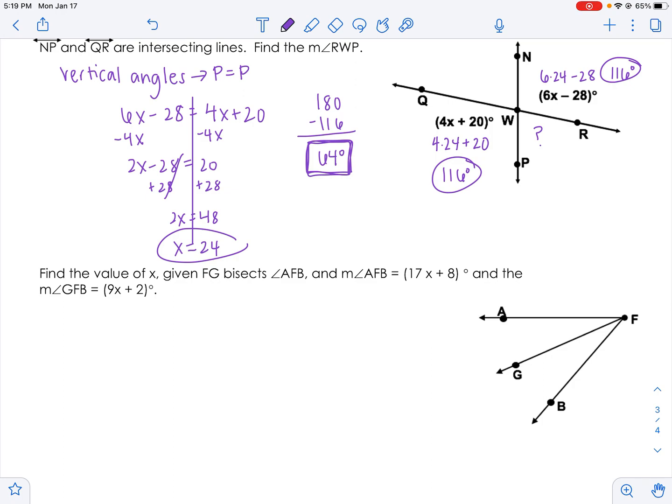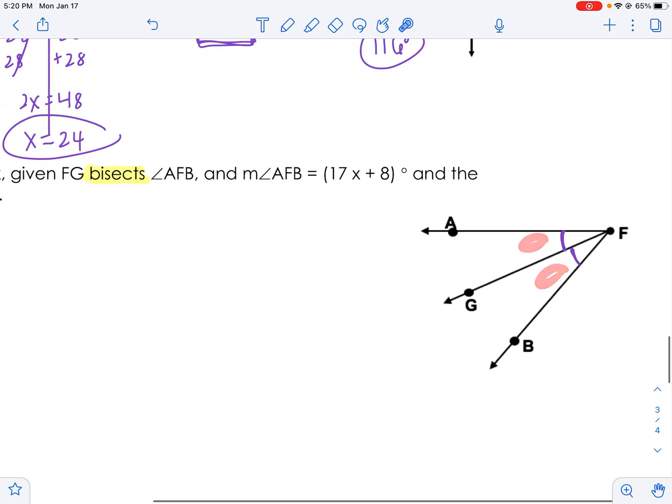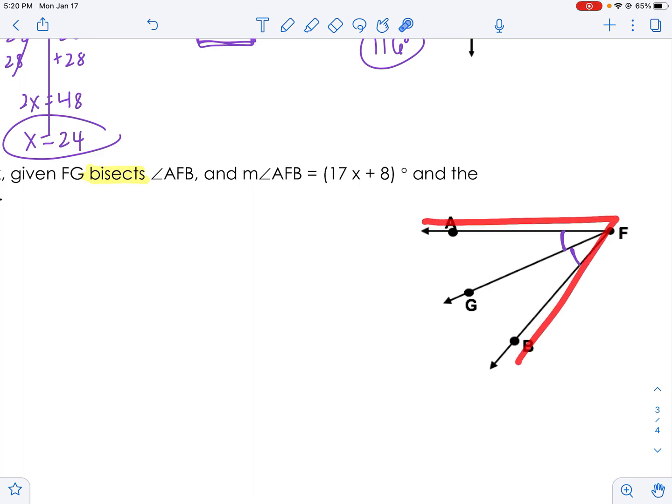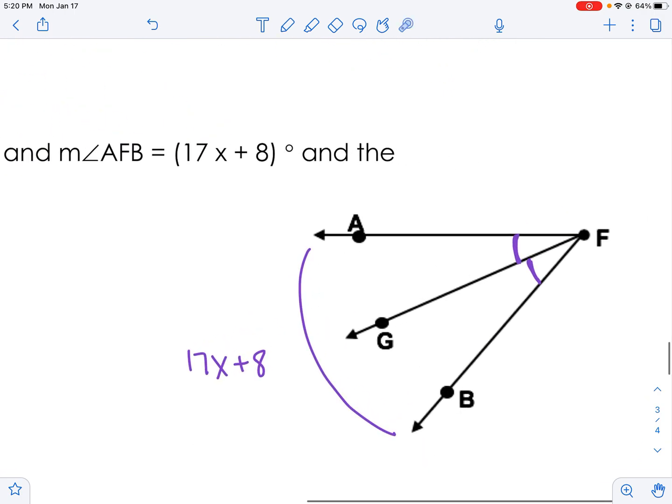So let's take a look at one more. And I see this word bisect in here. Remember that bisect means to cut in half. So it says, find the value of x given that FG bisects angle AFB. So think, if it bisects, that means it's going to cut it in half. I'm going to go ahead and put some arcs on my picture. It means that whatever this one is, this one should be the exact same thing. So it says angle AFB. So this whole angle is 17x plus 8. And then the measure of angle GFB, just half of it, is 9x plus 2.